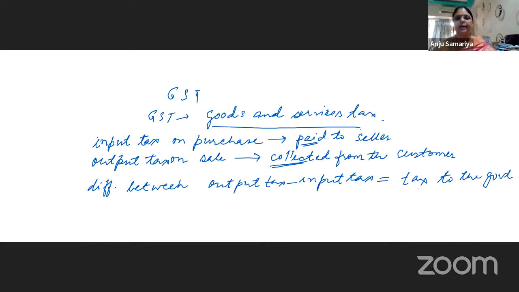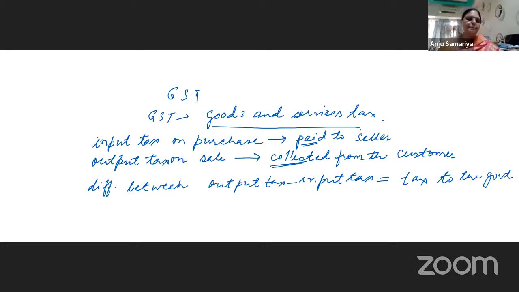Did you understand? Yes, ma'am. So ultimately, who is paying the tax? The customer. The customer is paying the tax. Got it? Yes, ma'am. So let us check with an example.